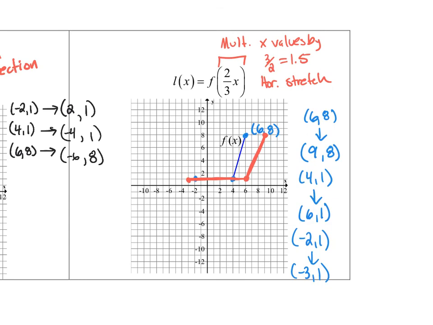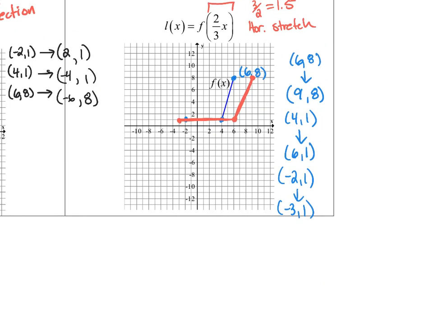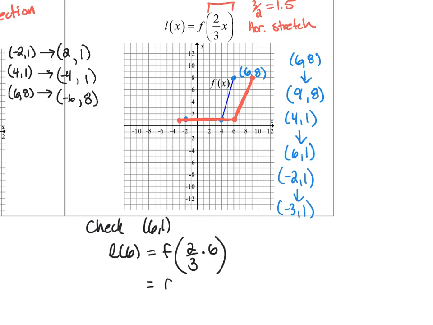Let's check by plugging in an ordered pair. So I'm going to check (6, 1). And I do that by plugging 6 into L of x. So L of 6 would be f of 2/3 times 6. Well, 2/3 times 6 is the same thing as saying 12/3, or 4. f of 4 is from the original function. f of 4 is 1. So I'm getting the ordered pair (6, 1), which does check.